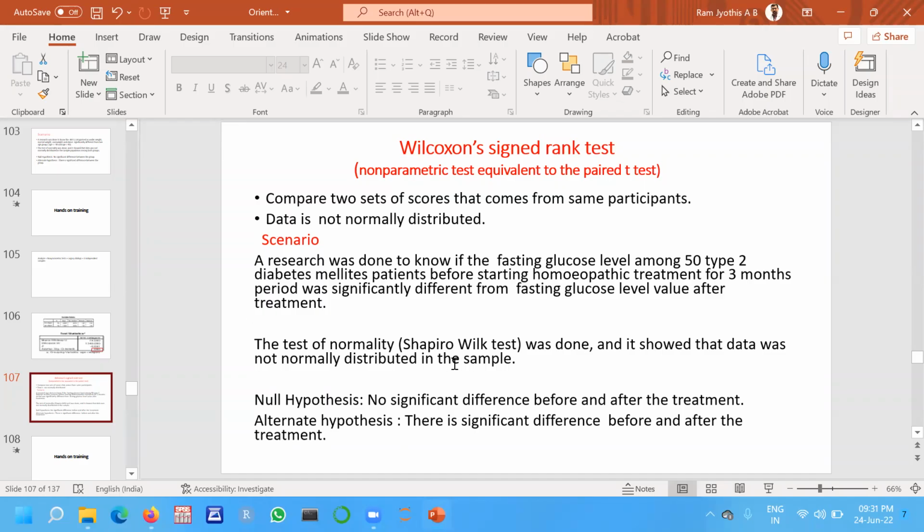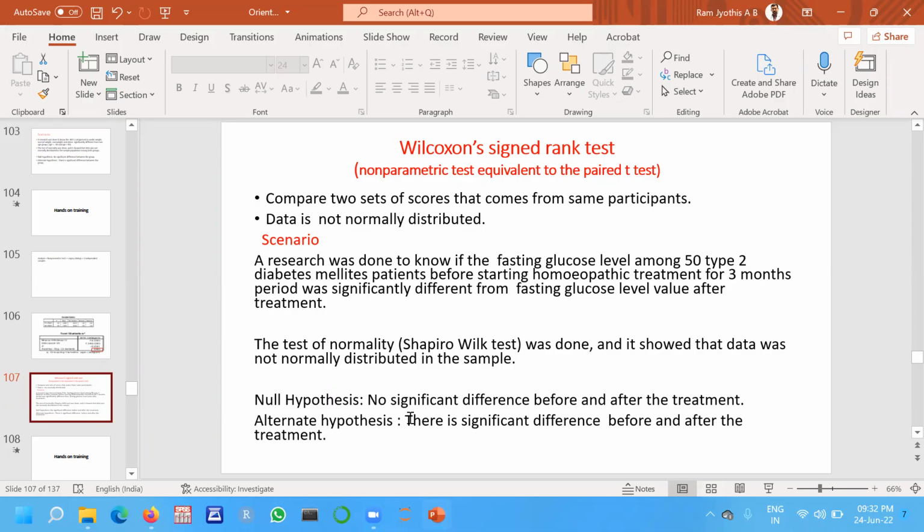Now the data is not normally distributed here, so we are going for Wilcoxon signed rank test. And see, there are two chances here. In this study I am taking fasting glucose level as a continuous variable. You can take a categorical variable also. For example, the fasting glucose level can be categorized as mild, moderate, severe. Likewise, we can categorize, but here I am not categorizing it. But why am I not taking t-test? Because the data is not normally distributed.